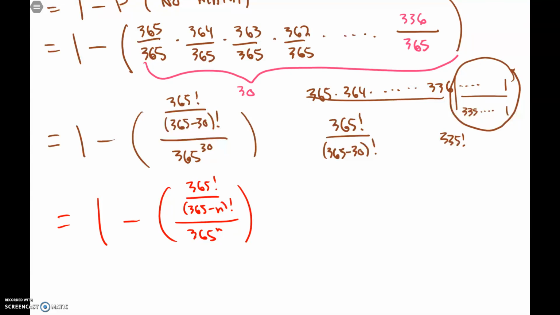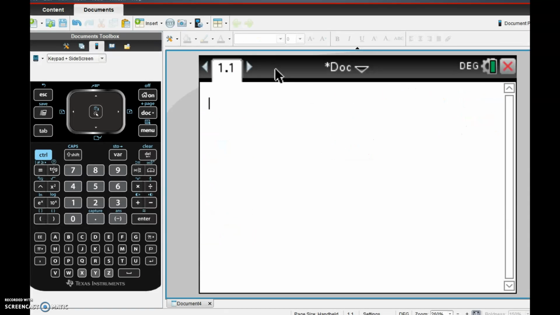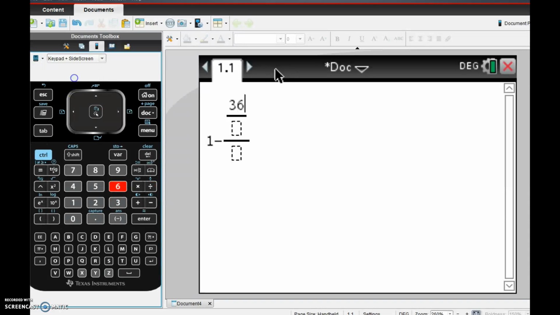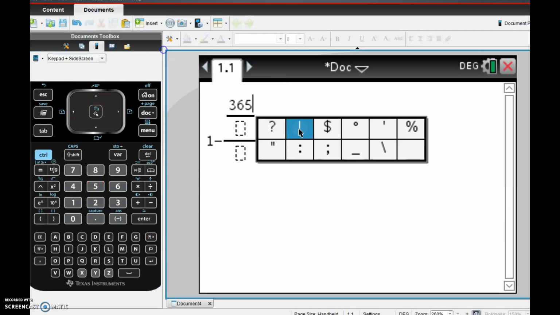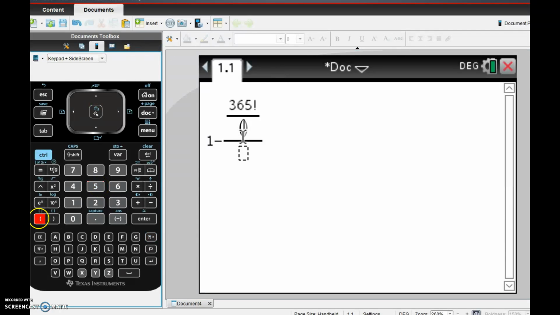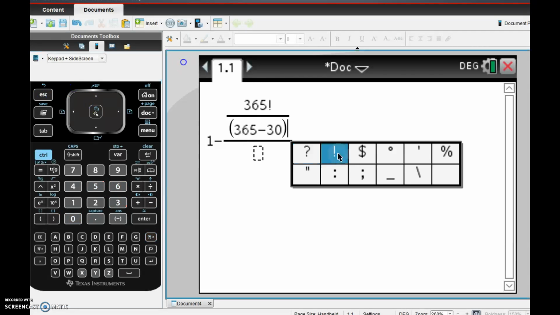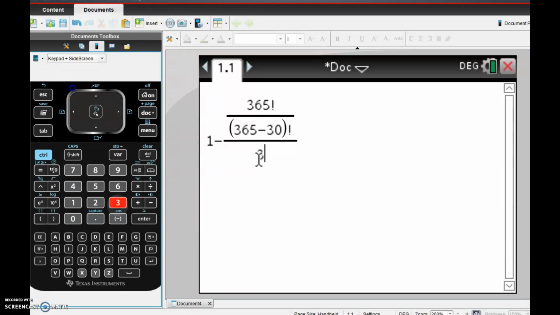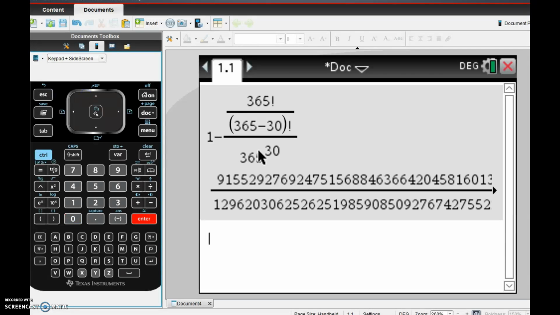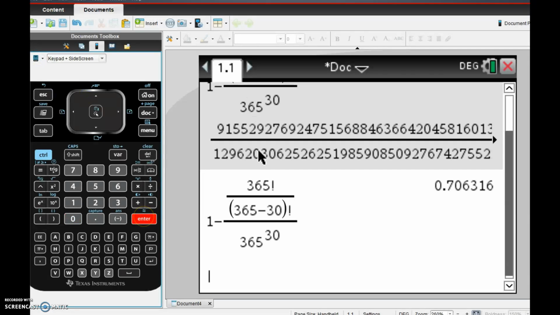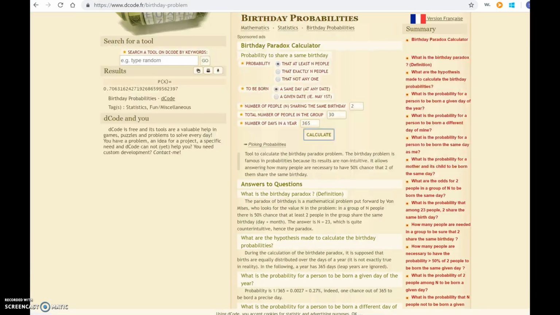So let me verify it with one value. So 1 minus 365 factorial over (365 minus 30) factorial over 365 to the 30th power. If I hit enter, it gives me some crazy number. Hit control enter, 70.6%.